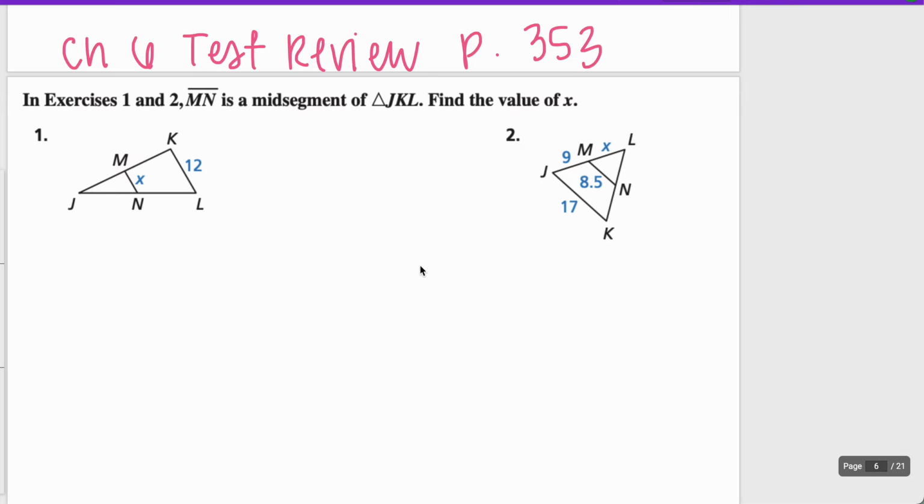Today we're going to be looking at our Chapter 6 test review. This is found on page 353 of our textbook. We're going to just go ahead and jump right in.